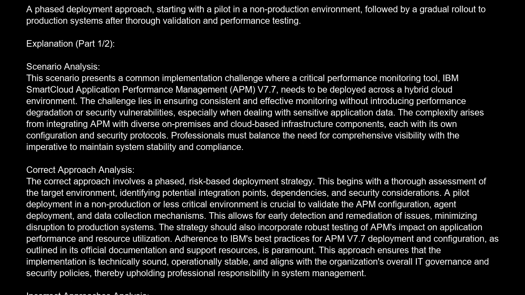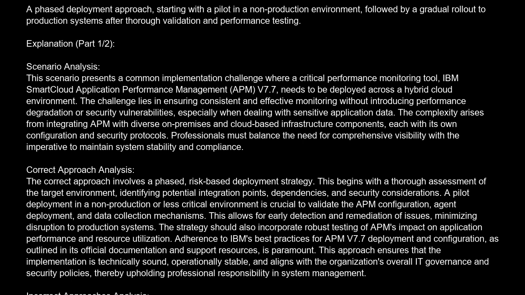compliance. Correct approach analysis. The correct approach involves a phased, risk-based deployment strategy. This begins with a thorough assessment of the target environment, identifying potential integration points, dependencies, and security considerations. A pilot deployment in a non-production or less critical environment is crucial to validate the APM configuration, agent deployment, and data collection mechanisms. This allows for early detection and remediation of issues, minimizing disruption to production systems.